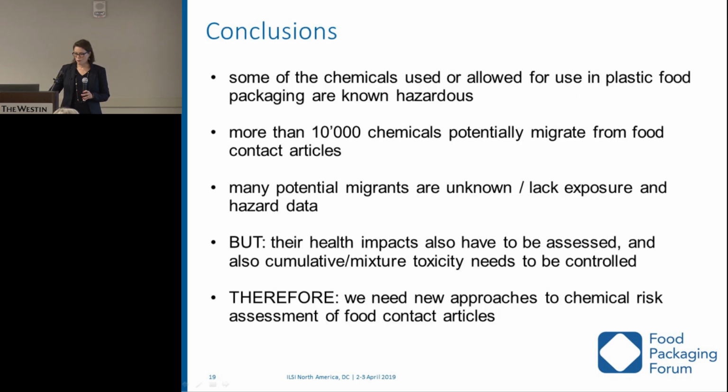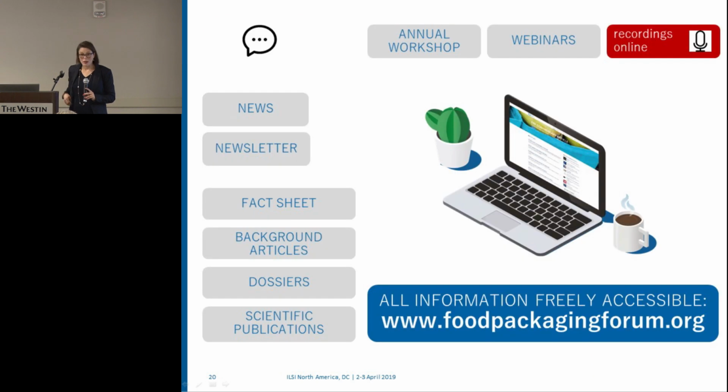So to finish off, I hope I showed you that some of the chemicals that are used and authorized for food contact articles are known hazardous chemicals. We have more than 10,000 potentially migrating substances. So it's definitely more than just the few that are being studied routinely. And there's a big challenge here because many of the potential migrants lack toxicity and exposure and use data. So it's really impossible actually to do risk assessment. But we have to do risk assessment. We have to assess the risk for each and every single migrating chemical. And so I would say we need to find new approaches to do that. Maybe the substance by substance approach is not going to work for 10,000 chemicals.